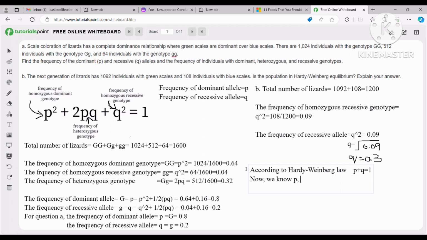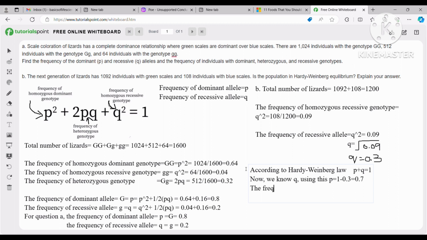In the same way, if you want to calculate the frequency of the homozygous recessive genotype, you multiply 0.3 with 0.3. For heterozygous, you know it is 2pq, 2 into 0.3 into 0.7. So given the information, you can easily calculate the genotypic frequencies and allele frequencies from the given data. This is the same methodology you can use for all Hardy-Weinberg law related questions.